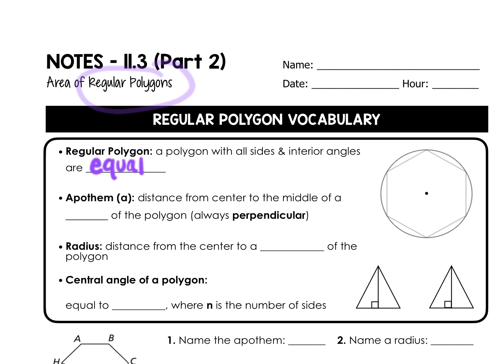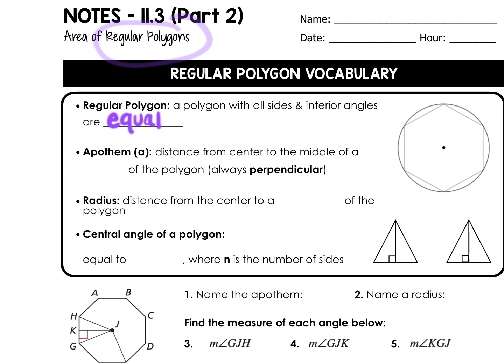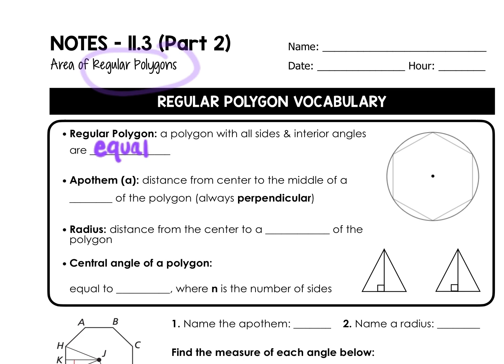Now we are going to talk about some vocab that we will be using a lot today. The first word is the apothem, is how you pronounce that. We use a lowercase a for the apothem. It's the distance from the center to the middle of a side of the polygon, and it's always perpendicular. So pick a side of the polygon, doesn't matter which side, and then just draw this distance, and it's always at a 90-degree angle. That's the apothem, so that has an a on it.